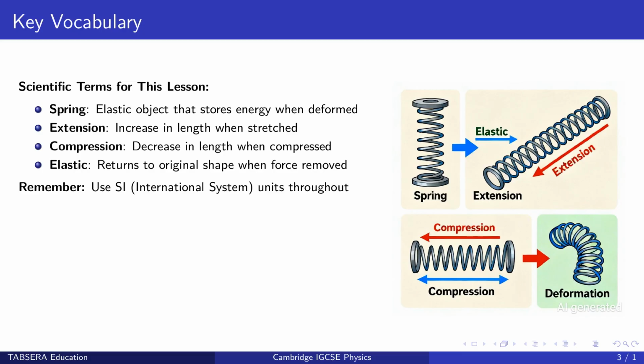First, spring, an elastic object that stores energy when deformed. Springs are made from materials that can return to their original shape. Second, extension, the increase in length that occurs when a spring is stretched by a tensile force. We measure extension in meters. Third, compression, the decrease in length when a spring is compressed by a compressive force. This is the opposite of extension. Fourth, elastic, describes materials that return to their original shape when the applied force is removed. Understanding these terms precisely is crucial for Cambridge IGCSE success.